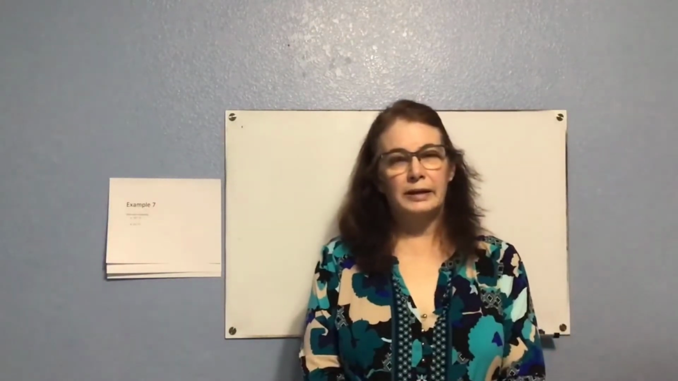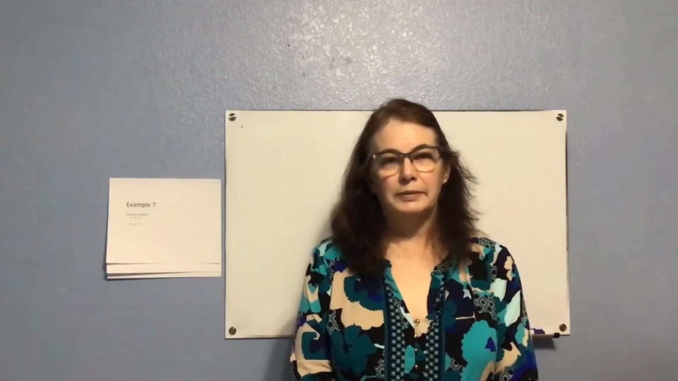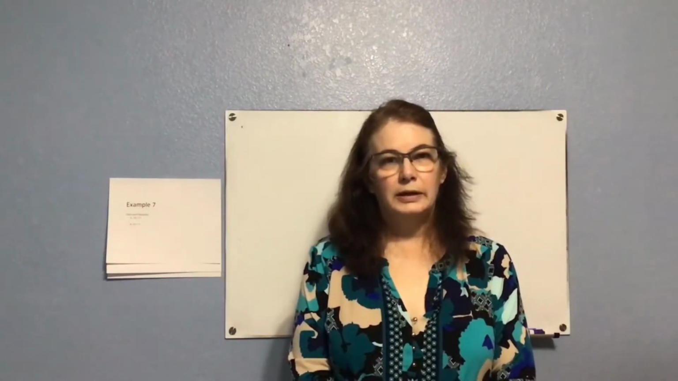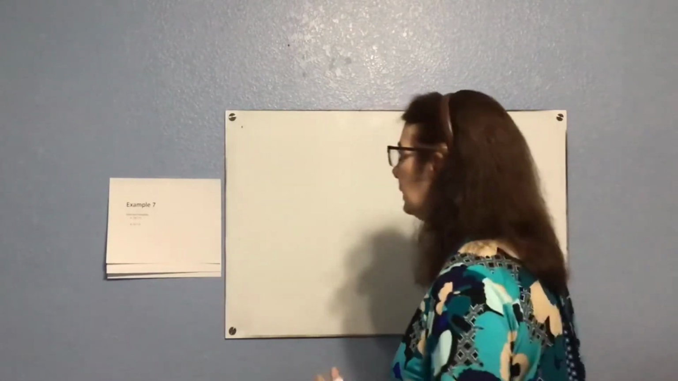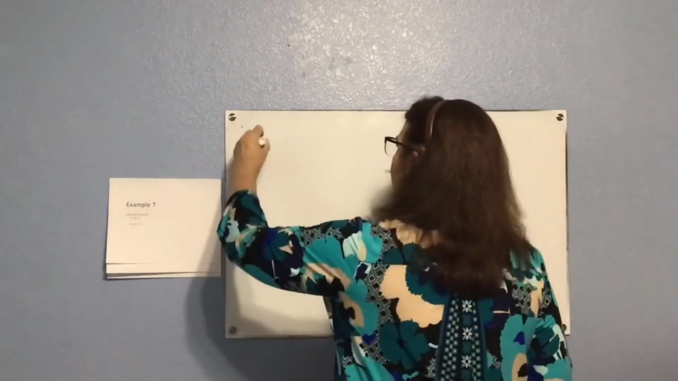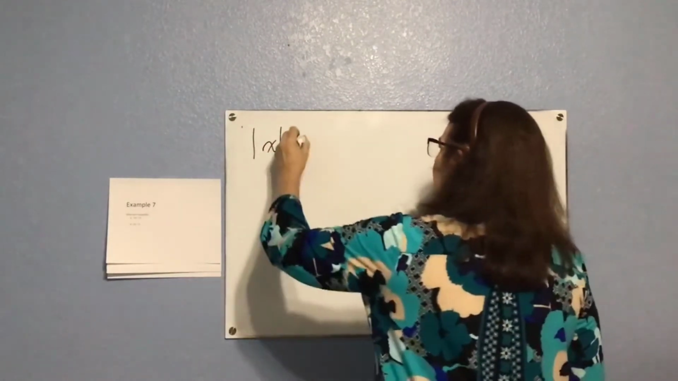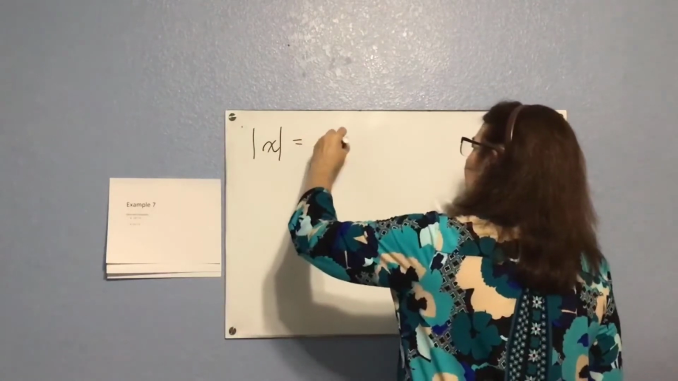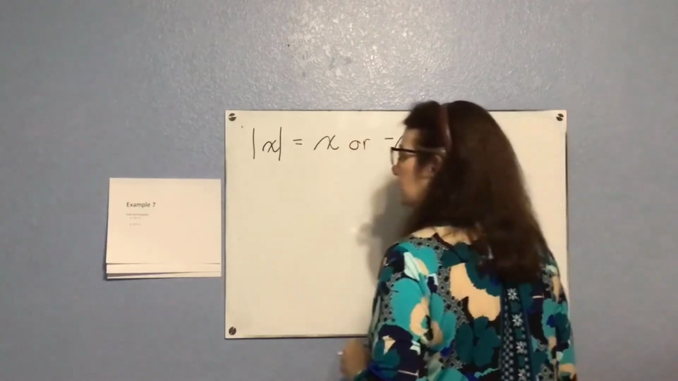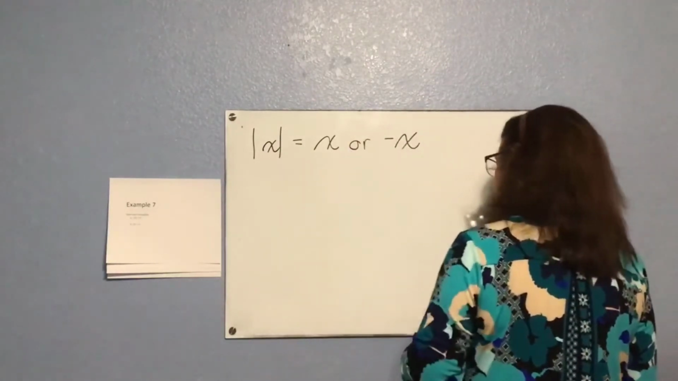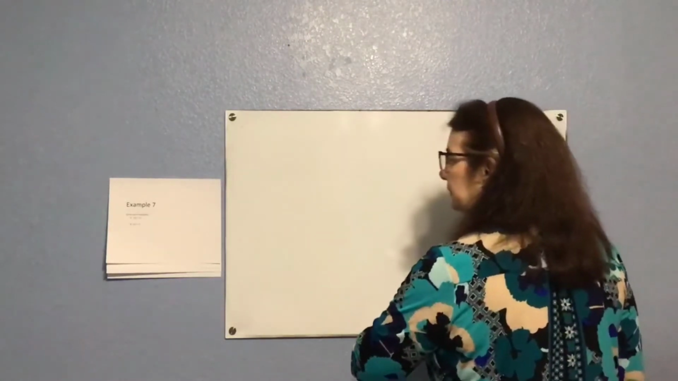In the remaining examples of this lesson, we'll be working with inequalities that also have an absolute value in them. Just as a review, let me remind you that if I say the absolute value of x, that's equal to either x or negative x. That's what absolute value means. Okay. Let's look at some examples.